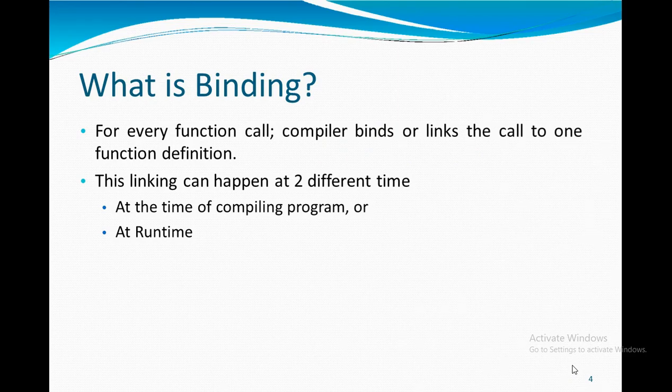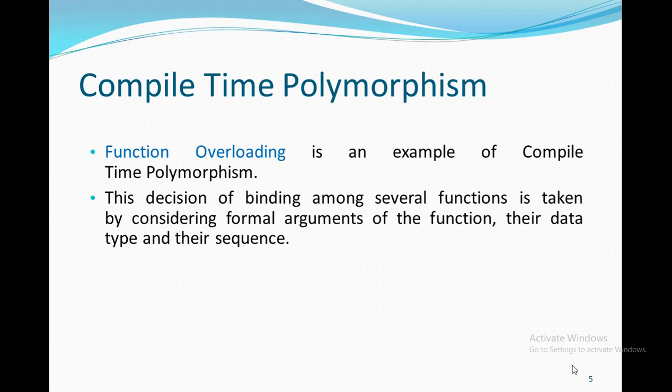So what is binding? For every function call, the compiler binds or links the call to one function definition. This linking can happen two times: at the time of compilation and at the time of running the program. So according to this, there are two types. The first one is compile time polymorphism. Function overloading is an example of compile time polymorphism.